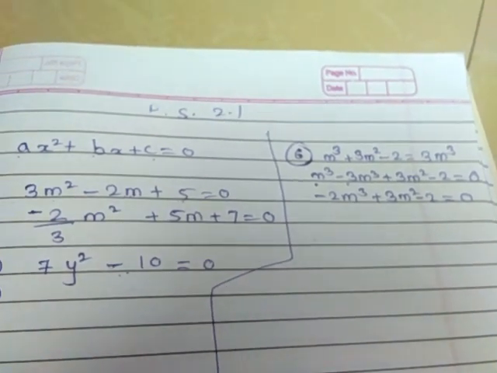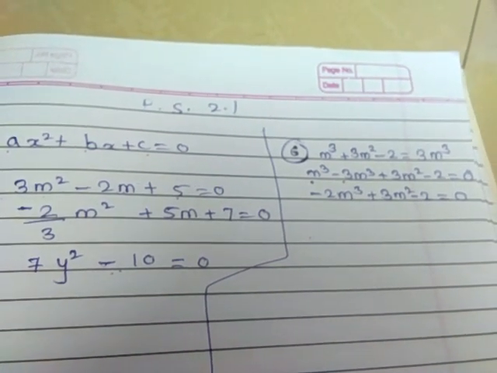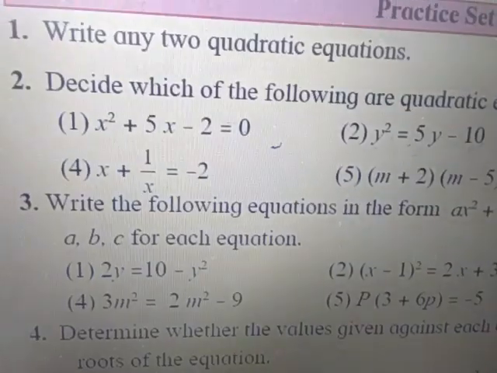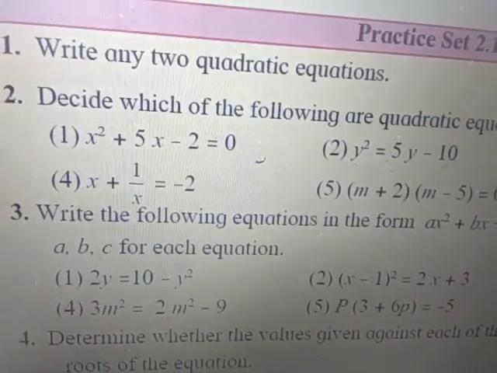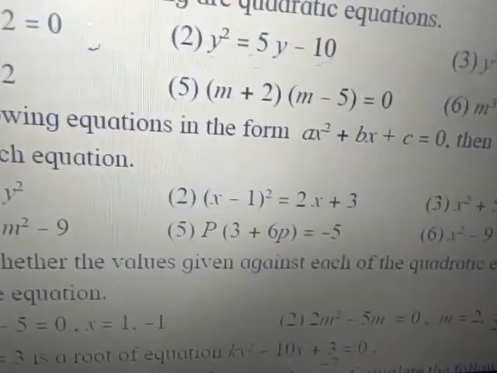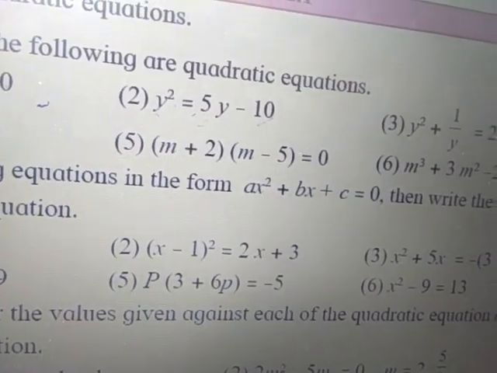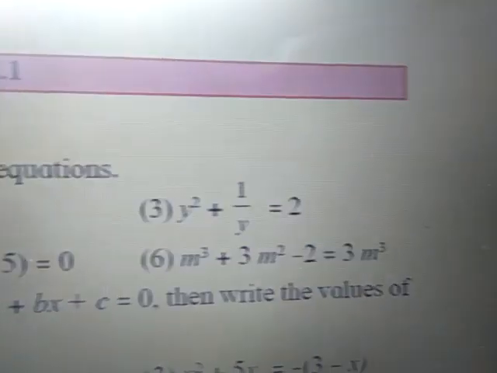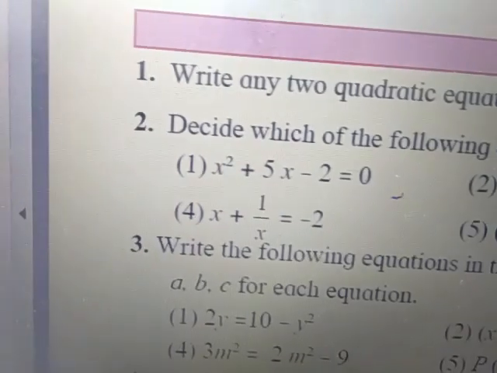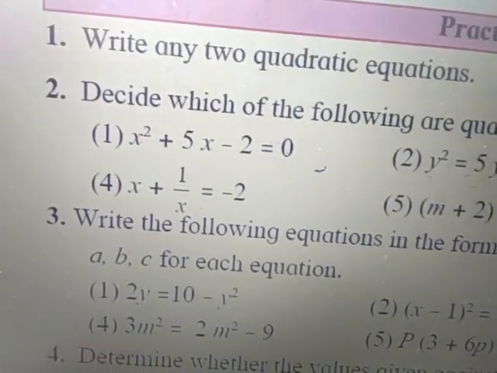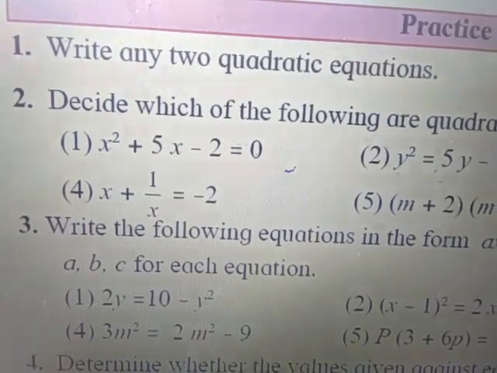Okay, so we have done our second question. Now come to the question number 3. What is the question number 3? Write the following equation in the form of ax square plus bx plus c is equals to 0. Then write the values of a, b, c for each equation.